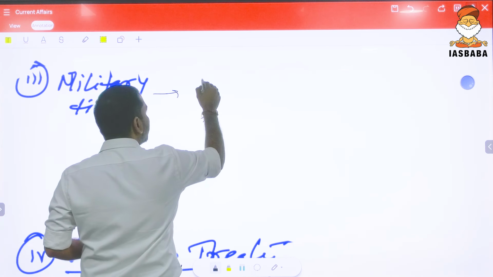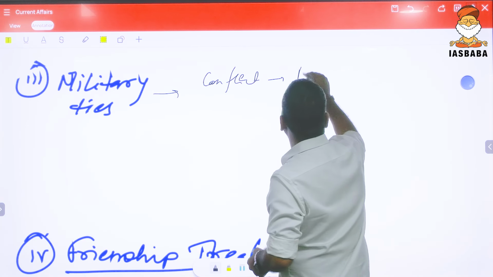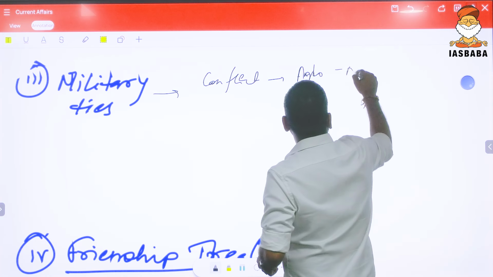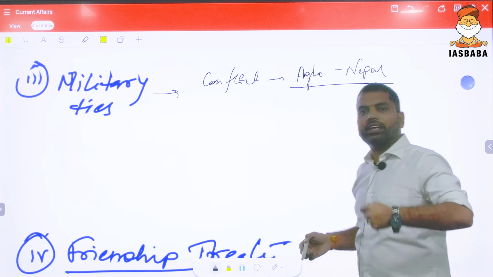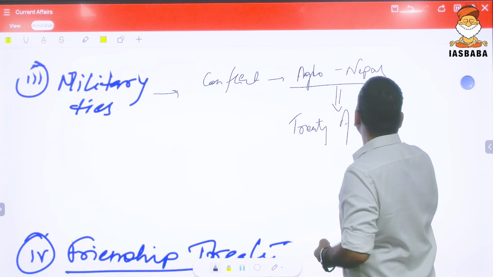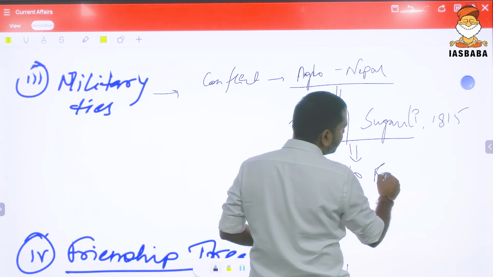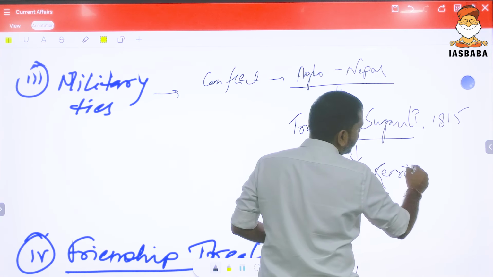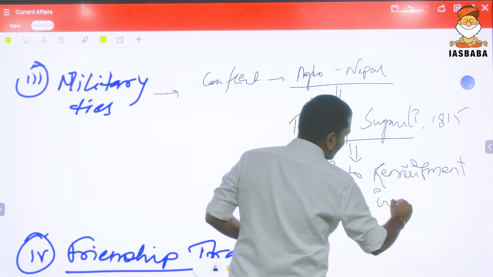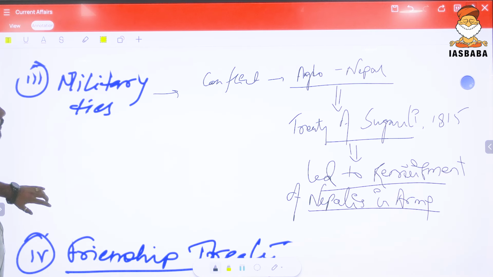And then come the military ties that we have. You see, there was conflict between Nepal and Britain, you can say Anglo-Nepal. What happened is, they were in conflict with each other, and this led to the signing of the Treaty of Sugauli. And this treaty of 1815 actually led to the recruitment of Nepalis in the army. You are getting my point or not? Recruitment of Nepalis in the army. This is the military ties that we saw, right?